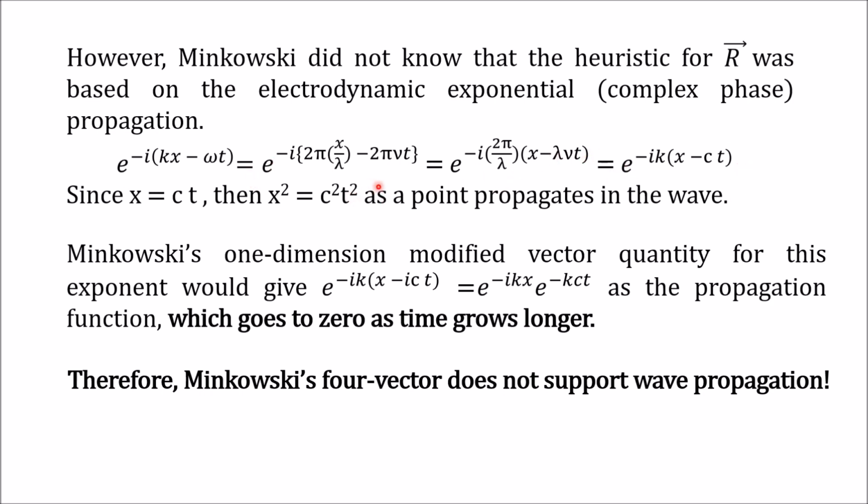So what happens, though, is if you take that ict as a component of the four vector and you put it back in the propagation, what happens is it collapses the propagation. It goes to zero very quickly in the passage of time. Doesn't support propagation. So that's the first anomaly that you have.